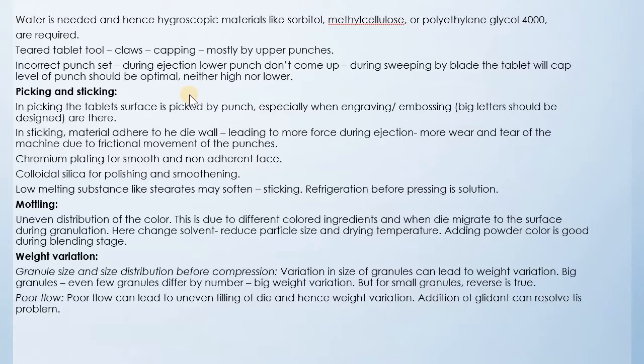The second problem is picking and sticking. In picking, the tablet surface is picked up by the punch, especially when there is engraving or embossing on the tablets. Small letters can lead to more problems, hence big letters should be designed. In sticking, the material adheres to the die wall, which leads to more force during ejection, and this more force can lead to more wear and tear of the machine due to frictional movement of the punches.